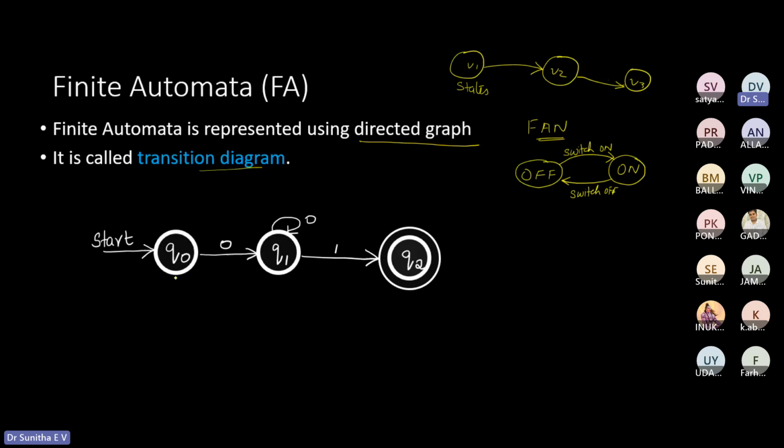Likewise, in this example, I have drawn a transition diagram for a particular machine. It accepts some kind of language, which we don't bother about now. This is a normal structure of a transition diagram. The states are labeled, instead of off and on, we name the states Q0, Q1, Q2, like that. This is the normal way of representing states. In some textbooks, instead of Q0 and Q1, they use capital letters A, B, C, D. English alphabets can be used instead of Q0, Q1, Q2, but we are following the Q0, Q1, Q2 method.